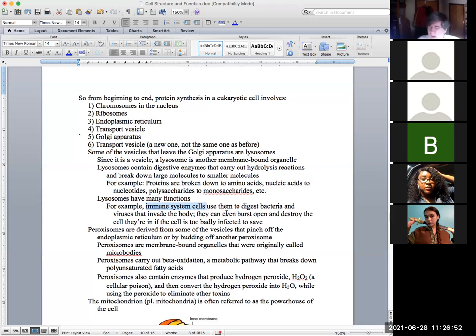Now there are some cells where the lysosomes in the cells basically explode. And when they explode, all these digestive enzymes are released into the cell and they destroy the whole cell. So cells in your body do this sometimes when they're infected by a virus. If they're so badly infected, they can't be salvaged. They kind of commit suicide. The cell breaks its lysosomes open and it kills itself. Hopefully, it kills the virus along with itself. That's the idea.